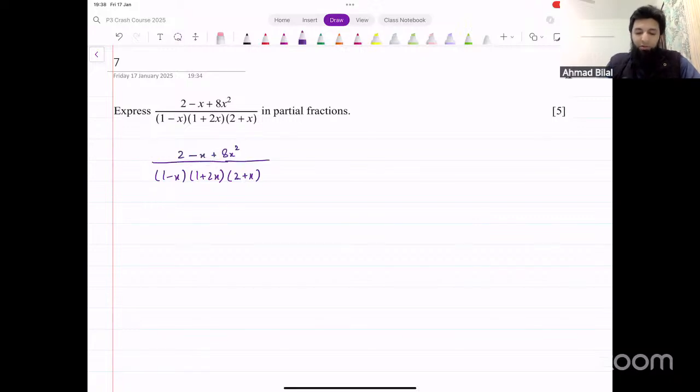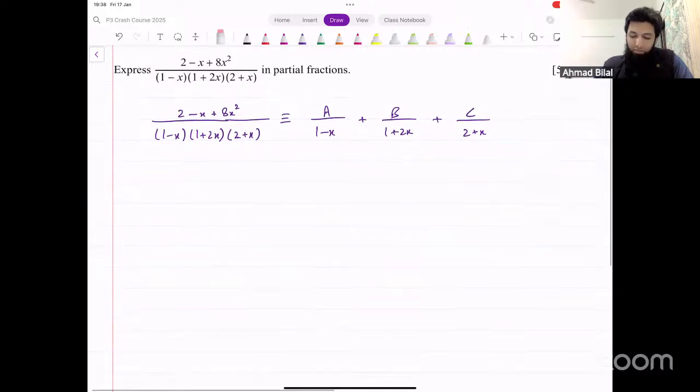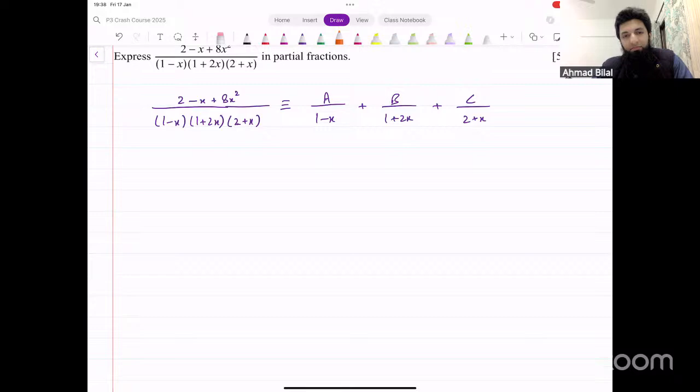Okay, now what are the partial fractions going to be? We have 3 factors in the denominator. We can get 3 factors from this: 1 minus x, 1 plus 2x, and 2 plus x, right? These are the expressions that we have in the denominator in each of these fractions. In the numerator, we can say it's a here, it's b here, and it's c here. Okay, now we need to find the values of a, b, and c, right? That's what we want to do now, because denominators we already know. We have to find the numerators.